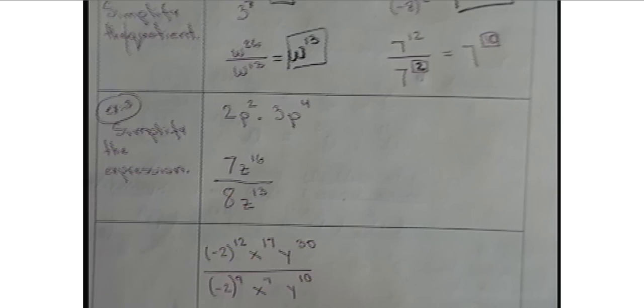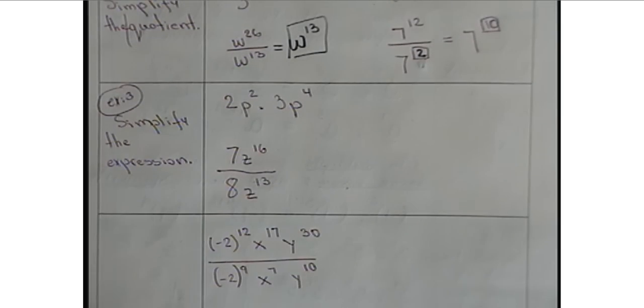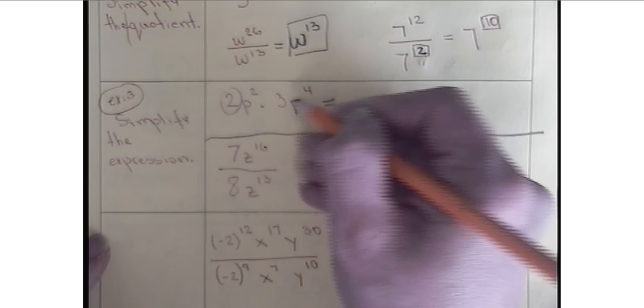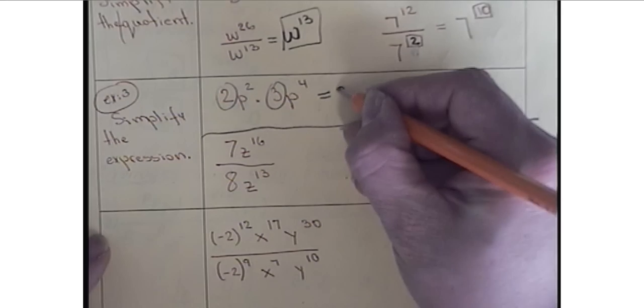It's getting a little bit more challenging. Now look at all those variables and numbers, but we're in pre-algebra class, so we've got to deal with variables and numbers. Simplify the expression: 2p squared times 3p to the 4th. Okay, so let's focus on the first example here. First thing, when we have numbers, we want to multiply those numbers. So 2 times 3 will give us 6.